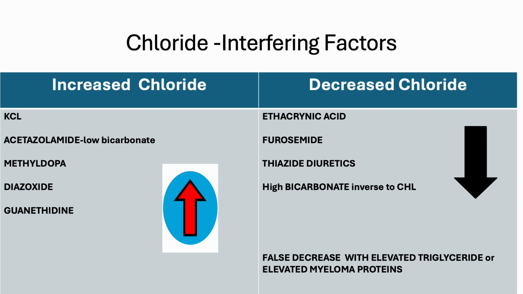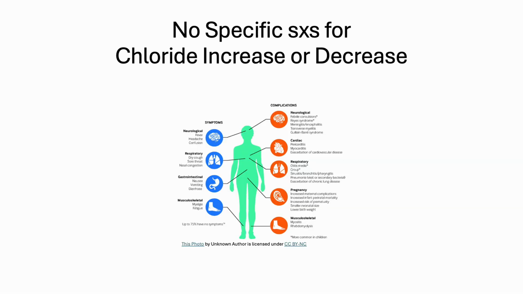Then there are thiazide diuretics, and a common one is HCTZ, hydrochlorothiazide. High bicarbonate levels will cause chloride levels to decrease because there's an inverse relationship. A false decrease of chloride levels can be seen in the context of elevated triglycerides or elevated myeloma proteins. There are no specific symptoms for chloride increase or decrease.